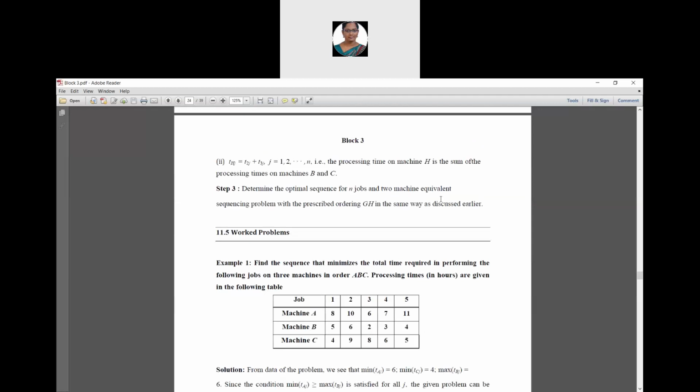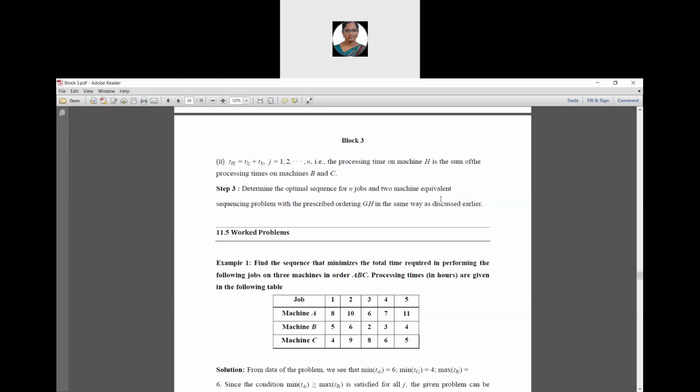Equivalent sequencing problem with the prescribed order GH in the same way as discussed earlier. That is, we can obtain, thus, we have n jobs on 2 machines. That n job problem can be converted into a 2 machine problem. After that, we have to find an optimal sequence for this problem. That is what is there in step 3.